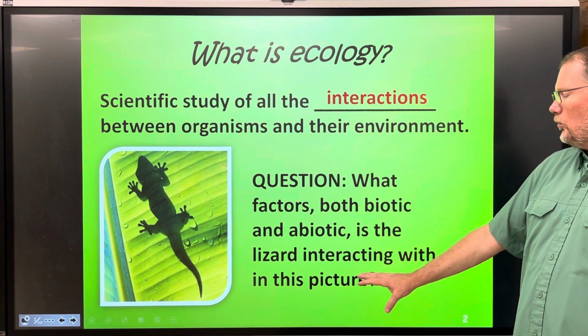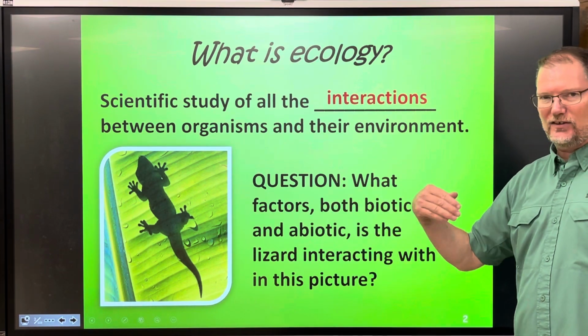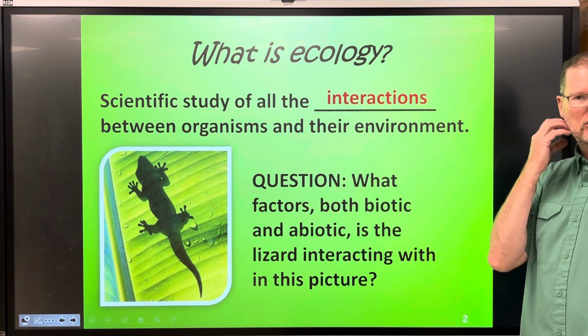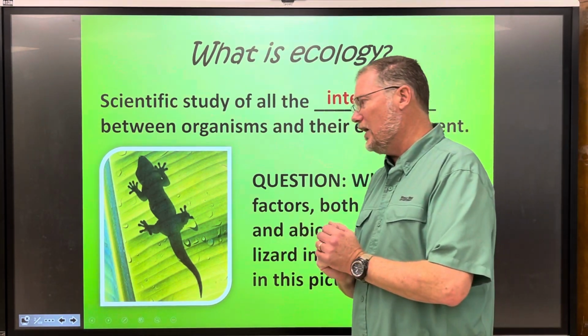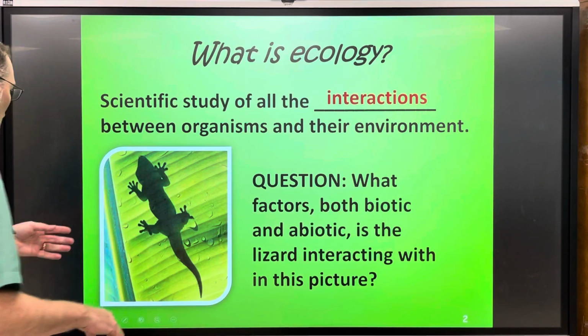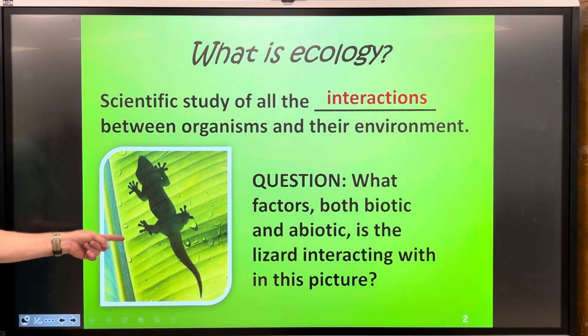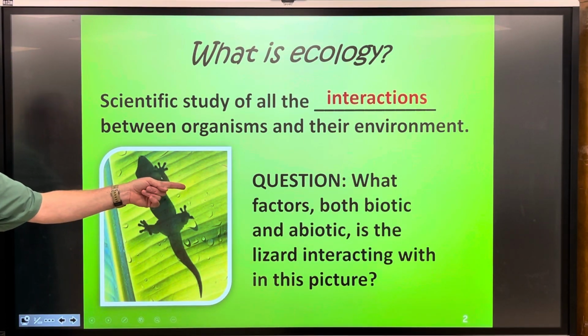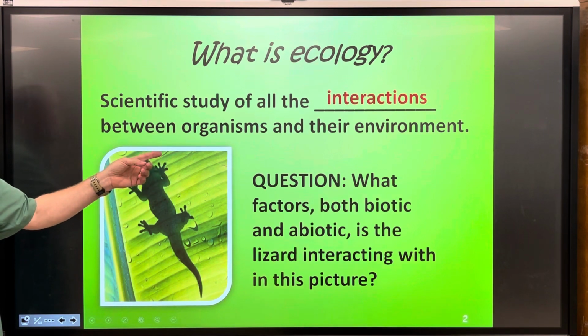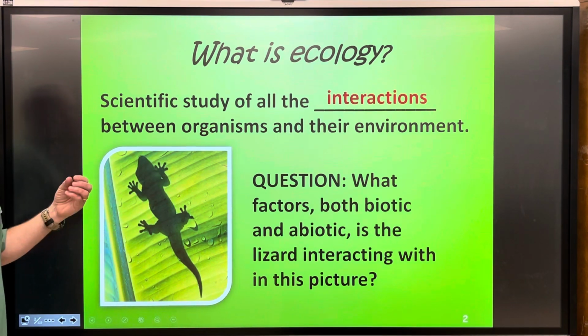So which factors in here are living, which are non-living, and what are they that the lizard is interacting with? So that's a question you have to answer. So what do we have here? We have water. We have the leaf. The leaf is biotic. The water is abiotic.